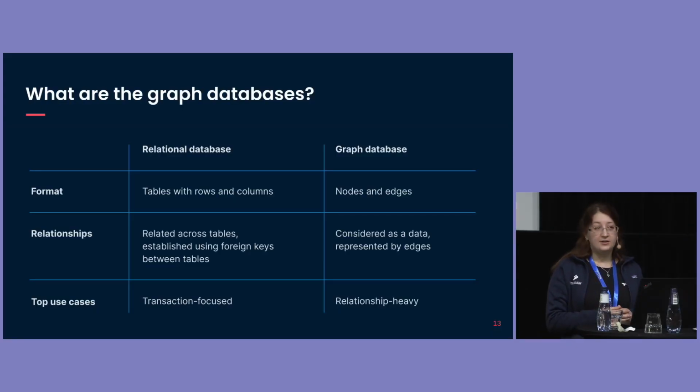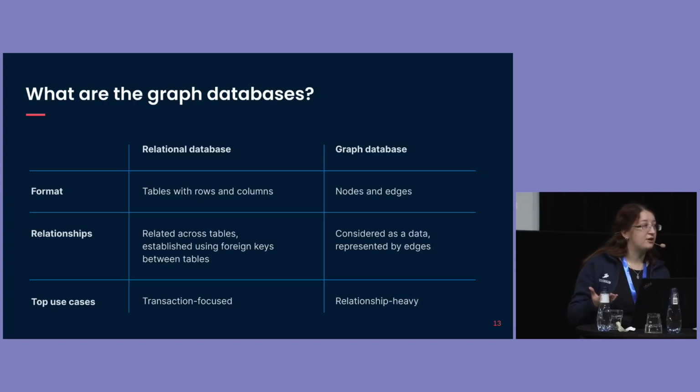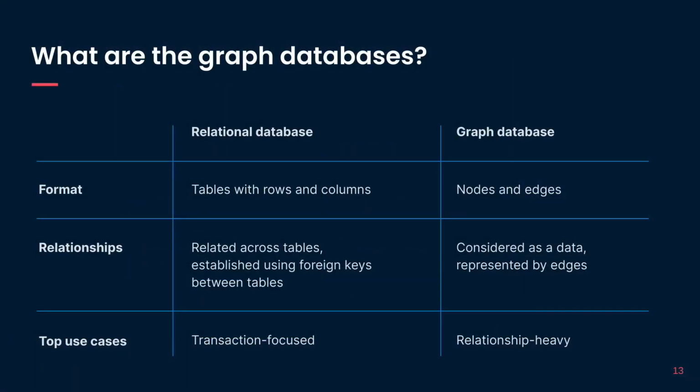So now that we reminded ourselves what graphs are, let's talk a bit about graph databases. If we think about the relational databases that most of us are familiar with, what do they consist of? It's a table with rows and columns. And if you would like to represent a relationship in a relational database, you would need to use a foreign key. You would have a column in one table that points to a column in another table. And that's how you would understand that those two tables are related. And one of the top use cases for relational databases would be transaction-focused operations.